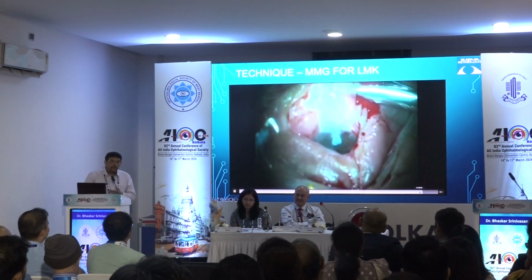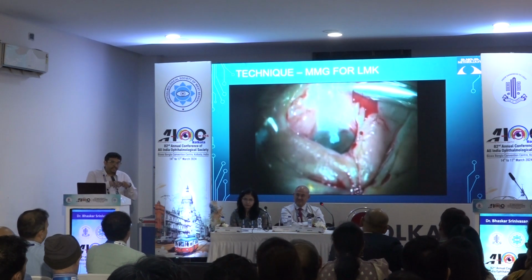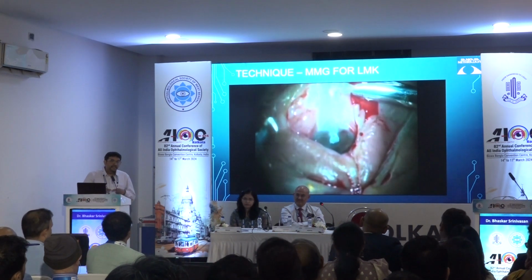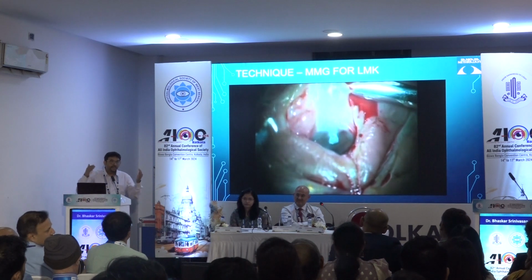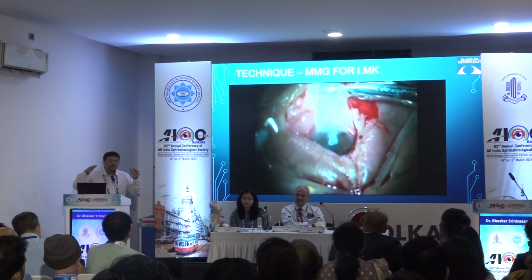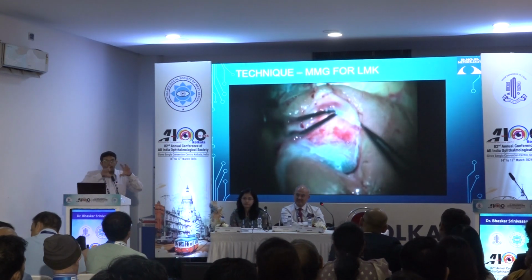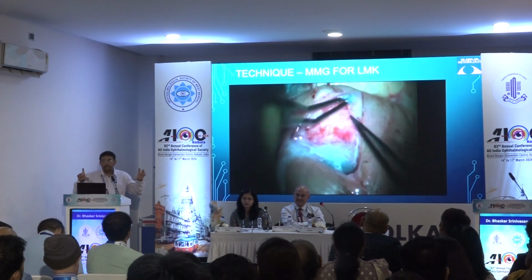And if you have to combine it with the fornix reconstruction, instead of splitting the conjunctiva at the limbus, you can actually cut it at the lid margin and push that conjunctiva down, so that it forms a part of the bulbar area. So you have a broad area on the tarsal surface where you can put a broad mucous membrane graft.